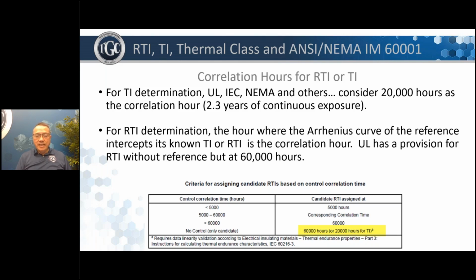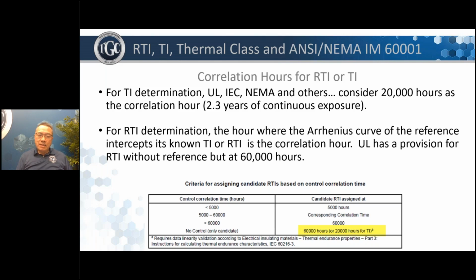That means 20,000 hours is a good enough time for material to reach the end of life at its RTI or TI temperature. So you may argue that 20,000 hours is only 833 days, just 2.25 years. That's not too long, 2.3 years. But it is accepted because your material would not be exposed to the RTI or the temperature index on a continuous basis. I mean, obviously, if it has hot and cold cycles, your appliance is not always running super hot all the time. So 20,000 hours is considered adequate for correlation hour.